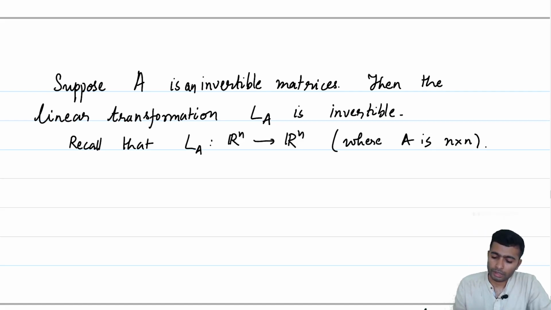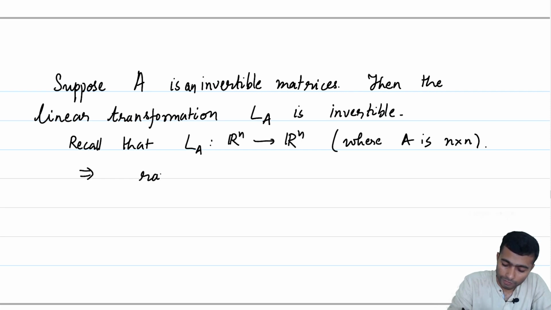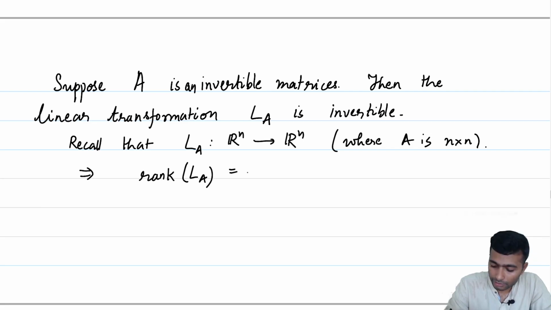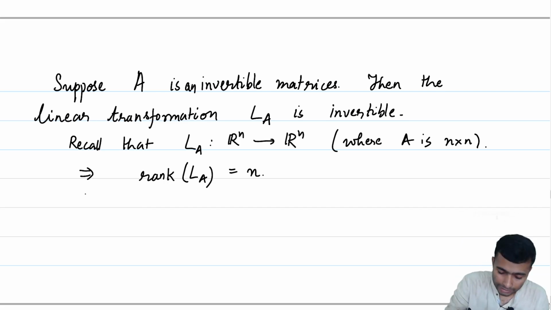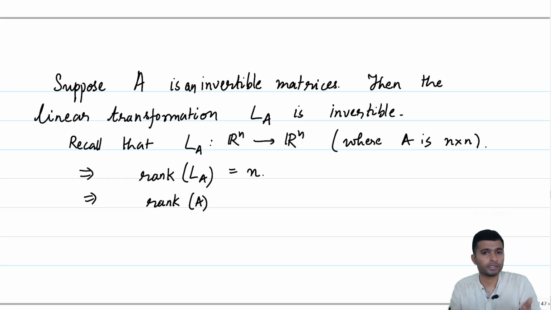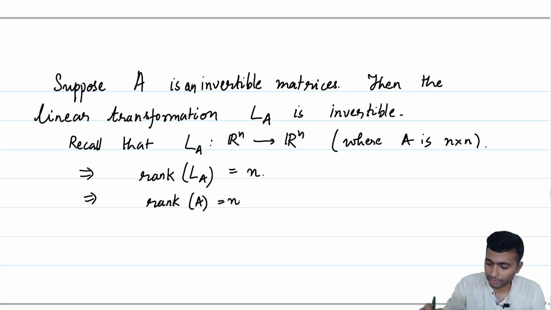And what do we know about invertible linear transformations from a vector space to itself? We actually did explicitly prove that this implies the rank of LA is equal to the dimension of Rn, which is equal to n, which implies the rank of the matrix, by definition the rank of LA, is equal to n.